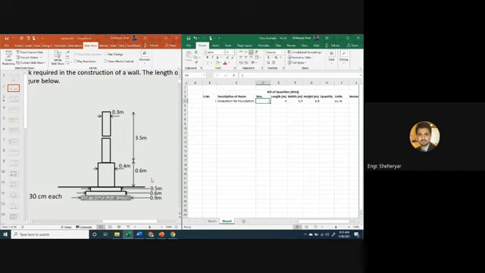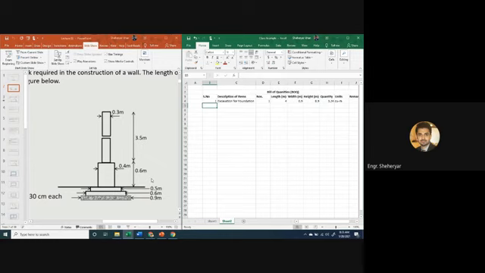Is it like this? Yes, sir. Okay, equal to length multiplied with the width multiplied with the height multiplied with the numbers. How many numbers are there? And press enter, and you'll get 3.24 cubic meters. Cubic meters. Is it clear till this point?